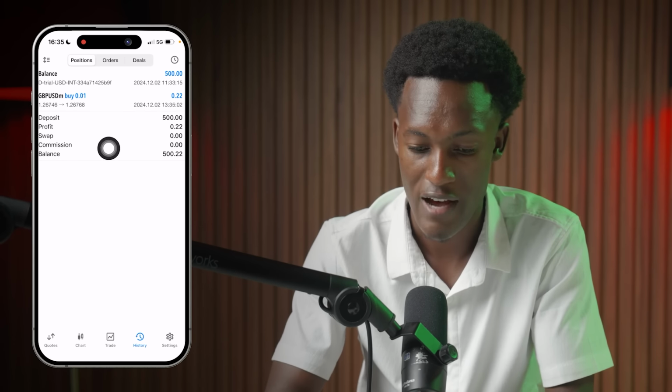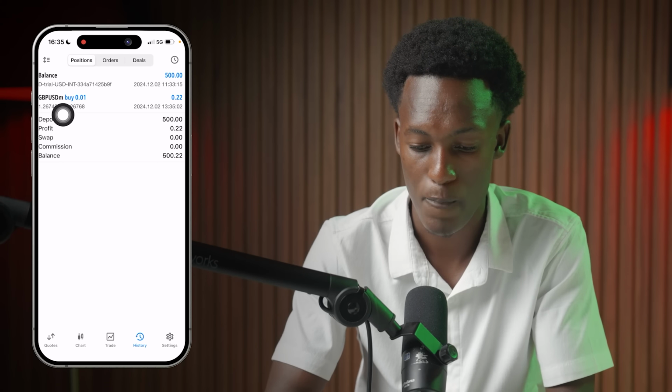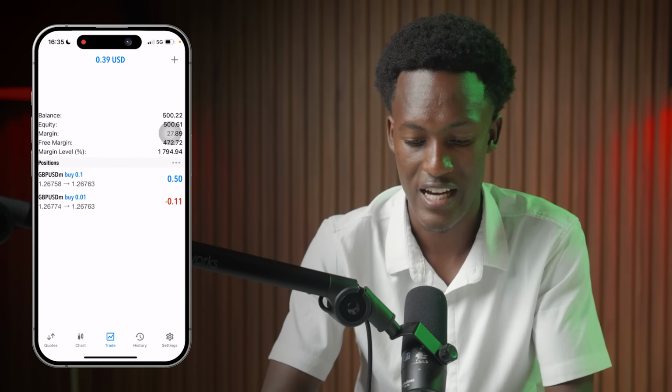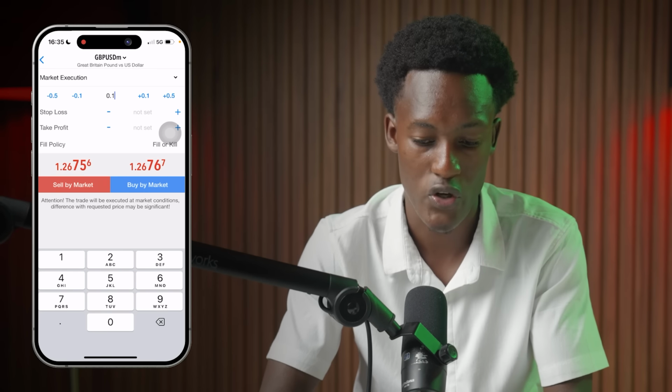And there we go. So we have now our position reflecting here. We were trading GU with a buy and we made $0.02. So using MT5 is honestly easy. It just comes with practice. The more you actually use the platform, the easier you're going to get.